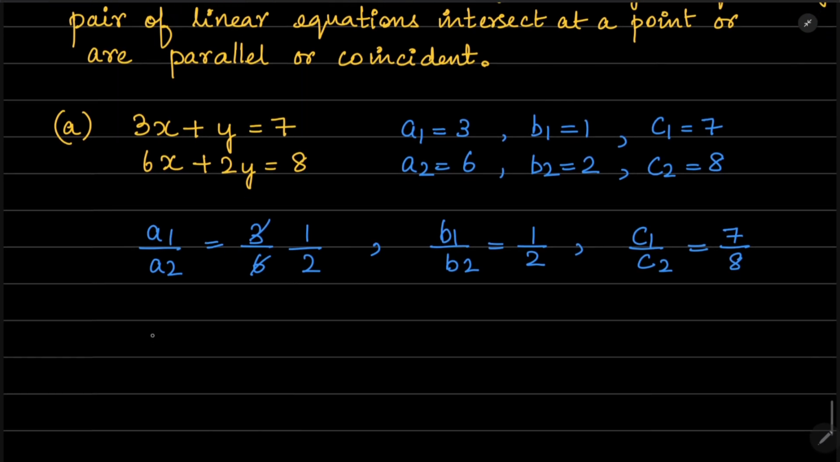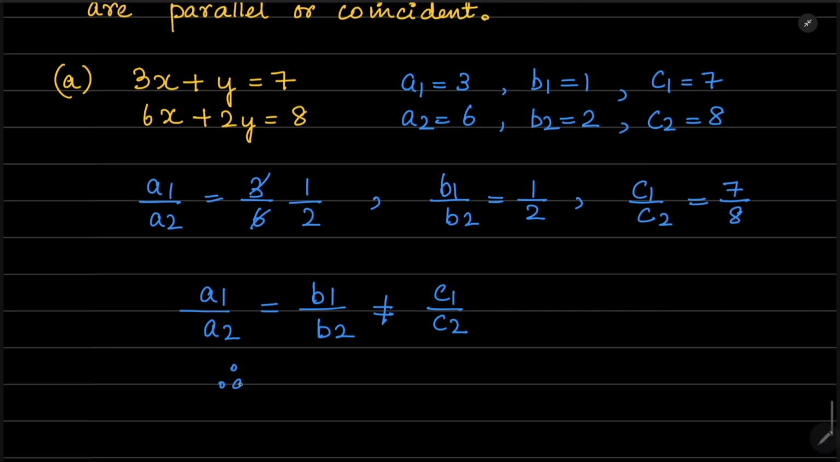Okay. Now using these three ratios, the values that you're getting, what can you infer? A1 by A2 is equal to B1 by B2, but it is not equal to C1 by C2, right? A1 by A2 and B1 by B2 are the same, but that's not equal to the third ratio, which is C1 by C2. Therefore, it is the condition wherein the pair of linear equations are parallel to each other. Pair of linear equations are parallel, because that's what you're asked, isn't it?